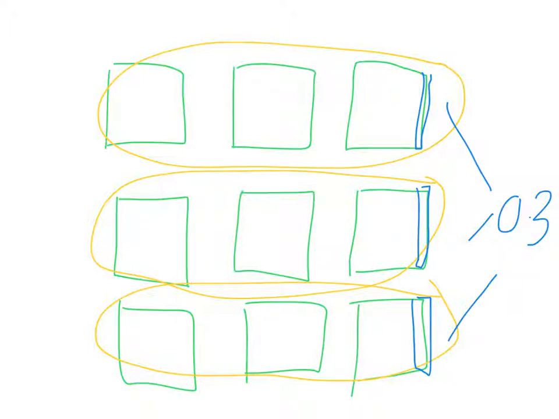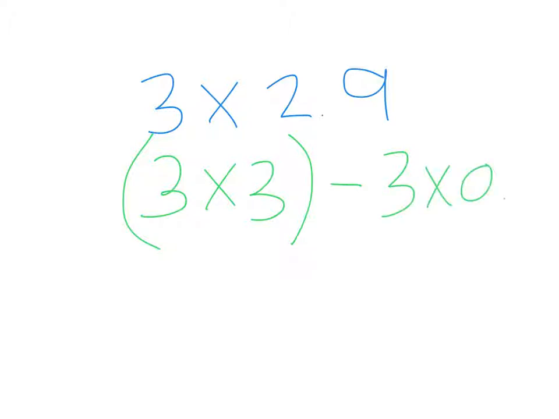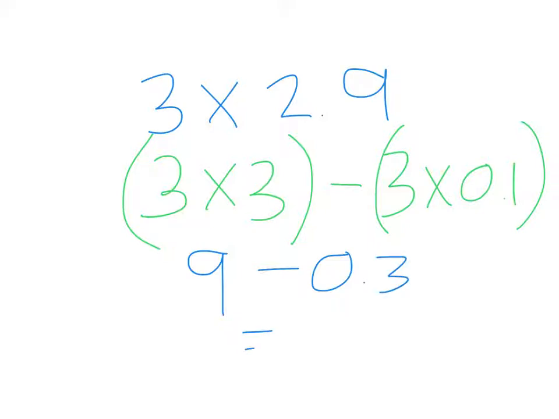So going back to the original question, which was 3 times 2.9, which we then rounded up into 3 times 3, I now have to subtract my original 3 groups of 0.1, or 3/10, that I added, which gives me 9 minus 0.3, which equals 8.7.